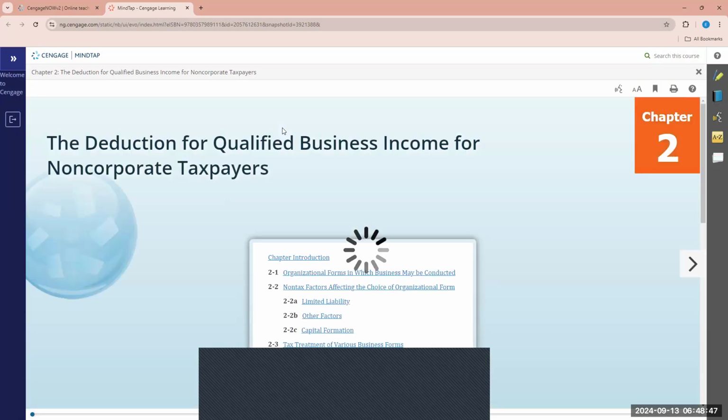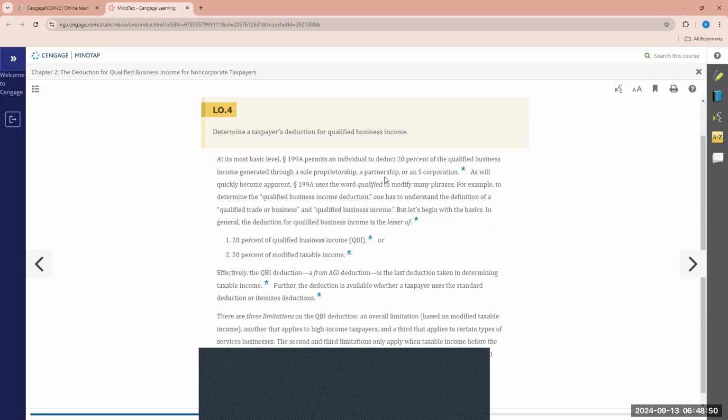So here we'll look at some of the key concepts as it relates to the QBI deduction. At its most basic level, Section 199A, which governs the QBI deduction, permits an individual to deduct 20% of the qualified business income generated through a sole proprietorship, a partnership, or an S corporation. Just keep in mind, it doesn't say LLC, but if you are a single member LLC, for tax purposes, you're treated as a sole proprietorship. And if you are a multi-member LLC, for tax purposes, you're treated as a partnership. So just keep that in mind.